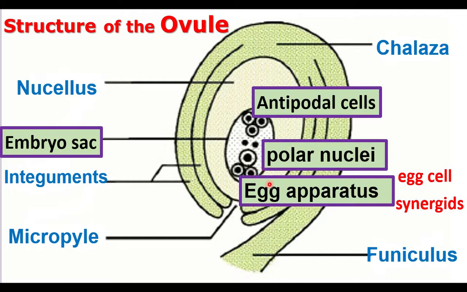The egg apparatus consists of 3 cells. The central one is the egg, and the 2 side cells are synergids. Antipodals are towards the chalaza end. They are 3 in number. The middle 2 nuclei are polar nuclei. The ovule develops into a seed after fertilization. Before fertilization, pollination takes place. In the next video, we will discuss pollination in detail.